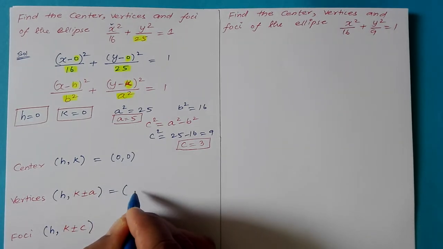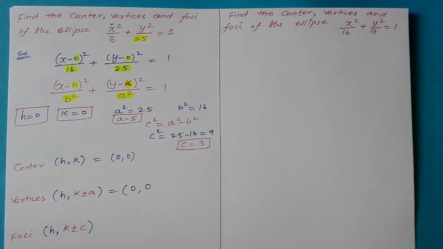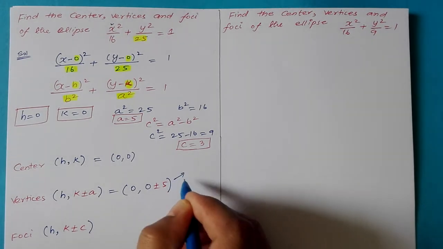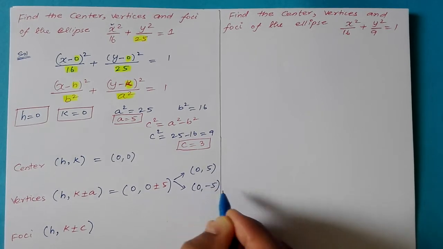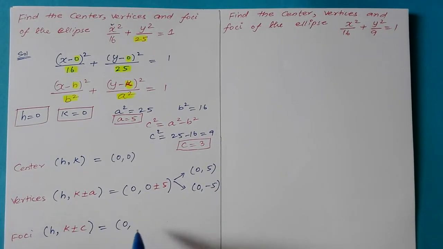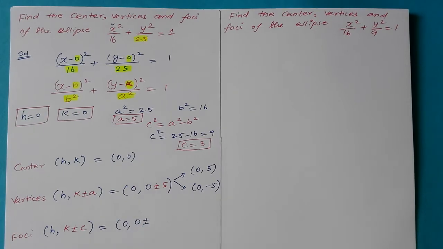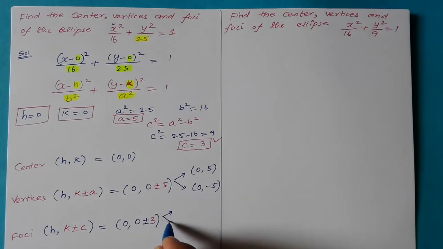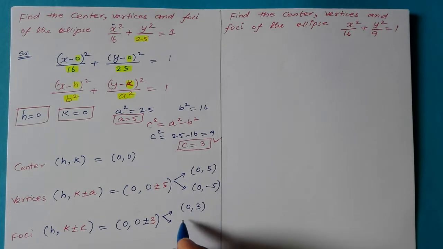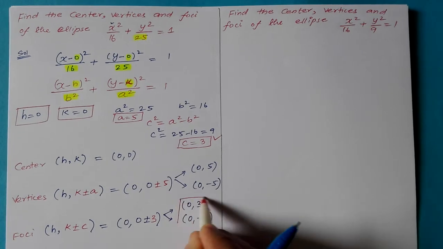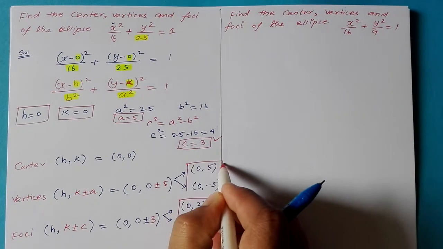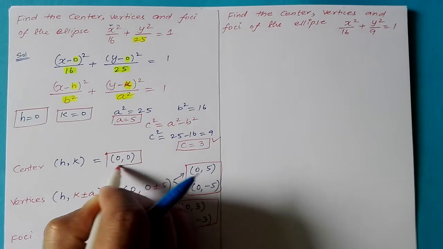Now the vertices: 0 comma 0 plus or minus a, where a is 5. Simplifying, 0 comma plus 5 and 0 comma minus 5. Similarly for the foci, 0 comma 0 plus or minus c, where c we have calculated as 3. So 0 comma plus 3 and 0 comma minus 3. So this is the foci, this is the vertices, and this is the center.